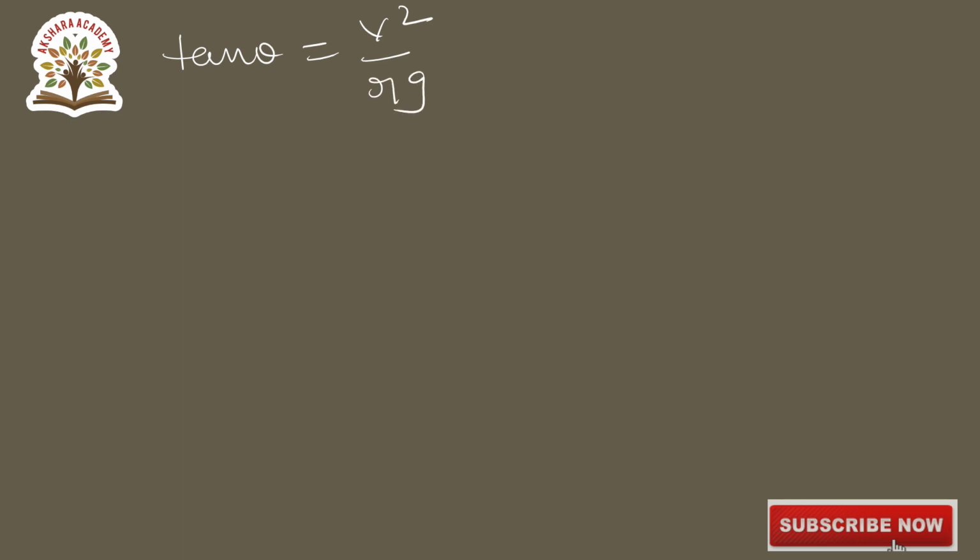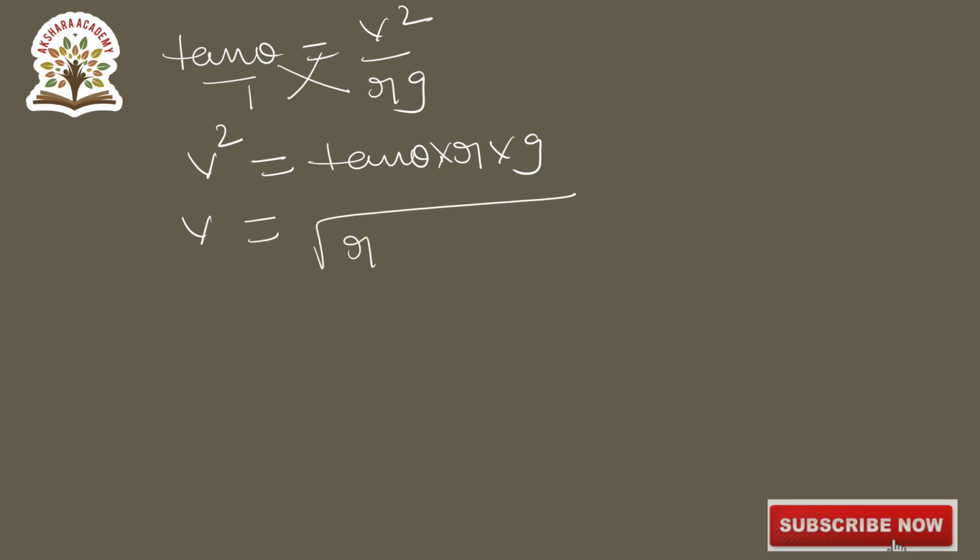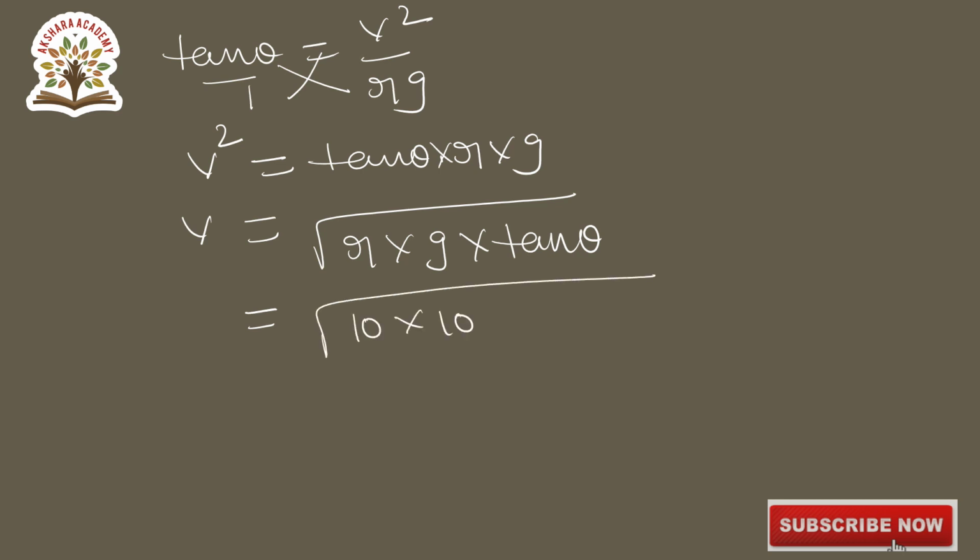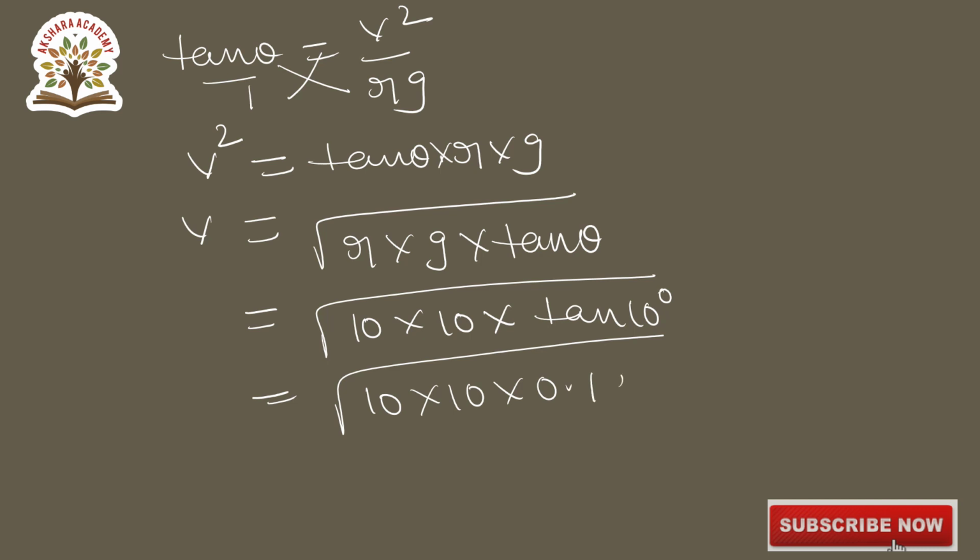From this we are writing the formula for V. V square is equal to, taking cross multiplication, tan theta into R into G, or we can write it as V is equal to root of R into G into tan theta. Now substituting the values, R is 10, G also 10, and tan theta is tan 10 degrees. So that is equal to root of 10 into tan 10 degrees.